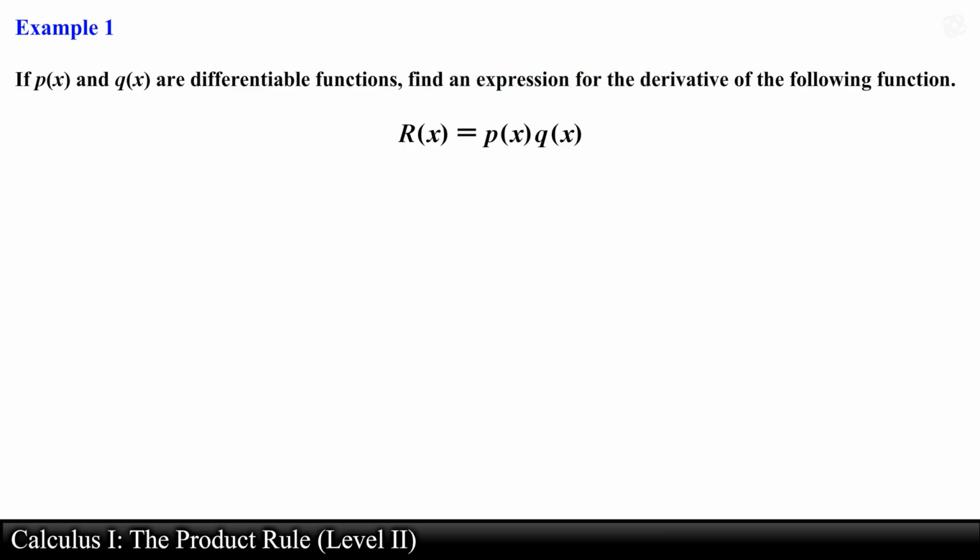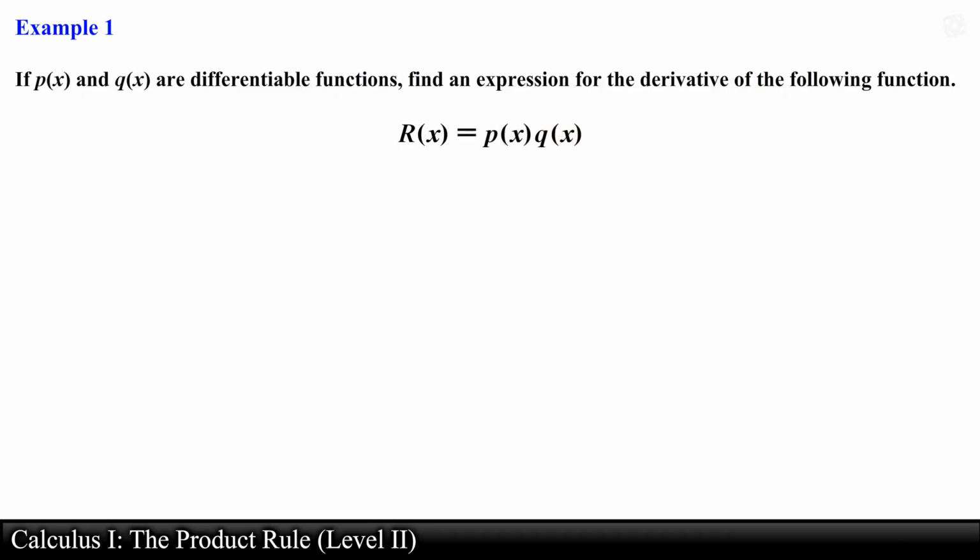At first glance, it might be a little weird that we are asked to find the derivative of r of x, written in this manner. It does not seem to contain any constants, power functions, or natural exponential functions. All we know is that r of x is defined by the product of p of x and q of x. This means that we need to somehow work with these expressions and find the derivative.